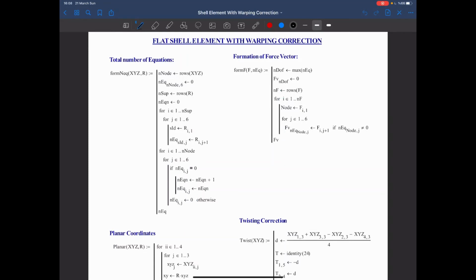Now let's take a look at the implementation of the flat shell element. Now we will have the warping correction here also. Now this flat shell element is constructed by using the membrane element with drilling degrees of freedom, an enhanced version of what we discussed, not much of a difference. And the 4-node thick shell element is the Adnan Ibrahimbegovic PQ1 thick plate element. So the only difference here is now we have 6 degrees of freedom at every node, so we do the number of equations by assigning 6 degrees of freedom at every node.